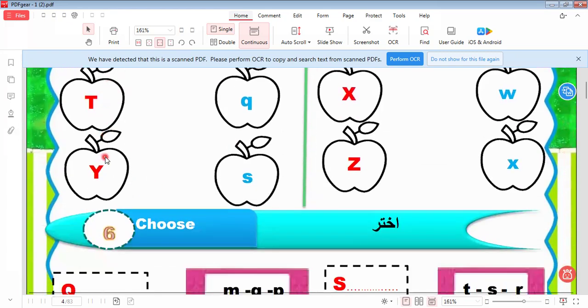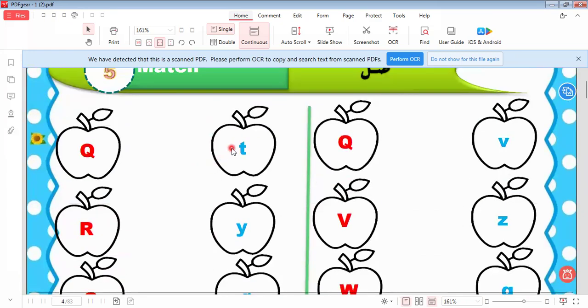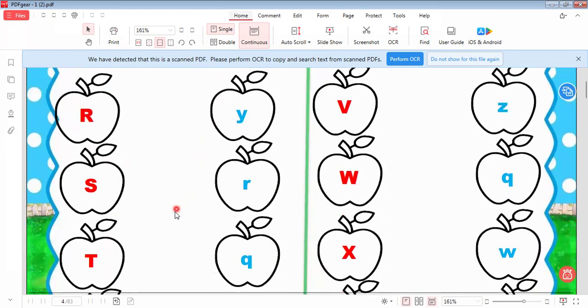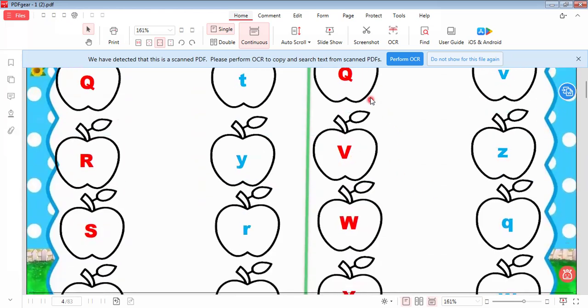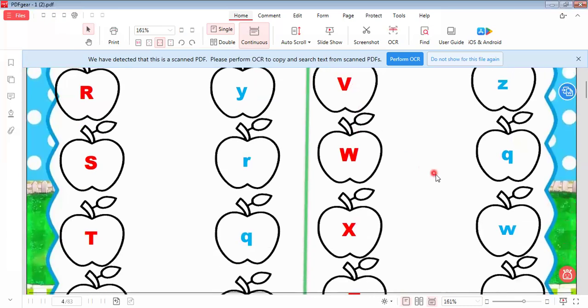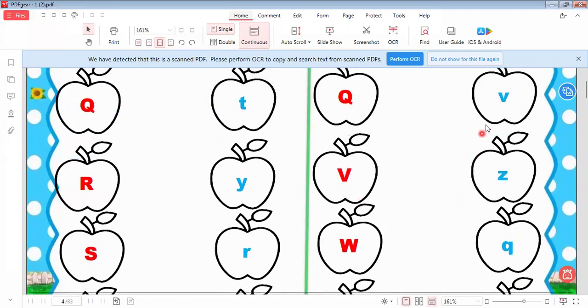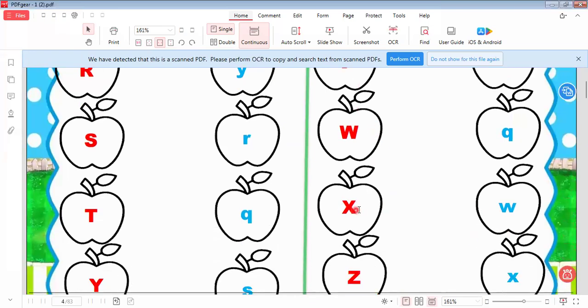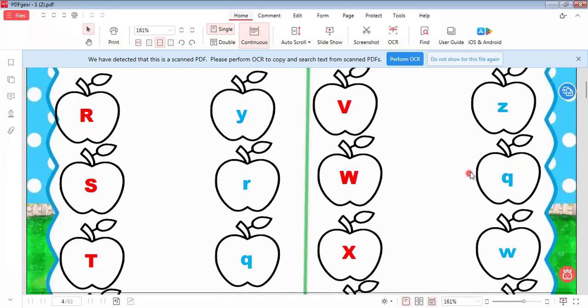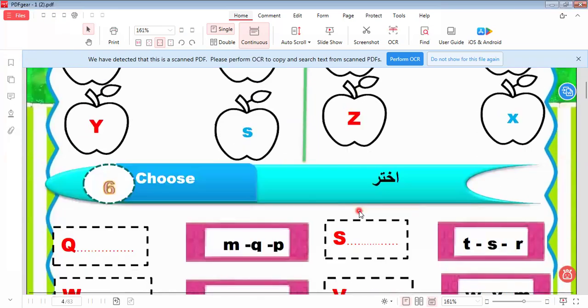Where is small t here? Small t. This is a small t. So I select this one by this one. Y capital, Y small. Here is Y small. So let's go to another one here. Here is capital Q by small q. Capital V by small v. Capital W, small w, capital X by small x, and capital Z by small z. Let's go to another one.